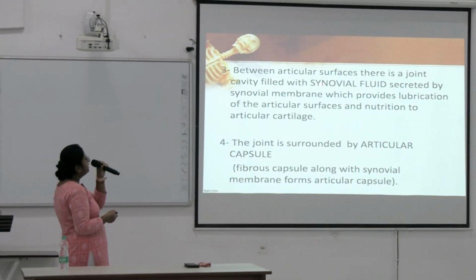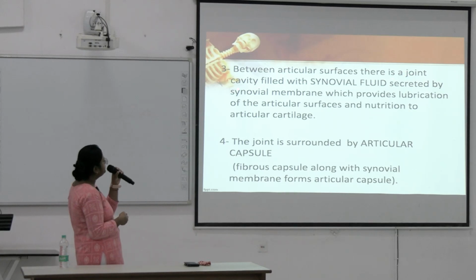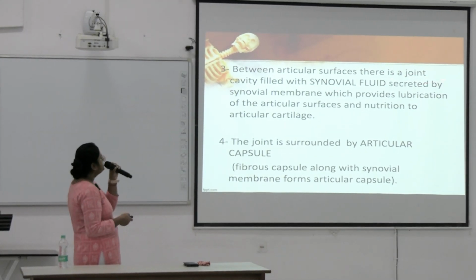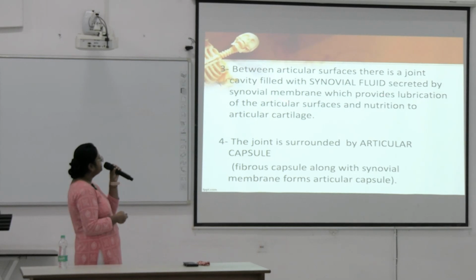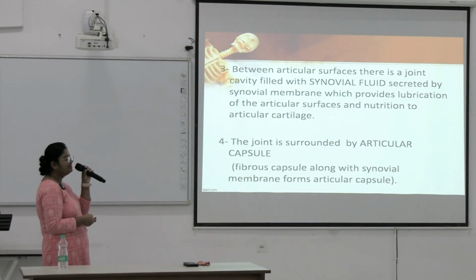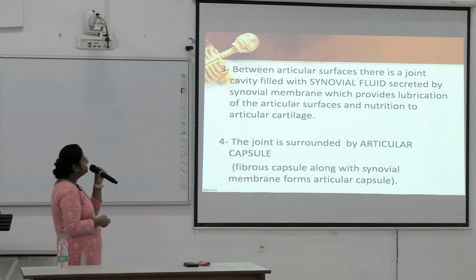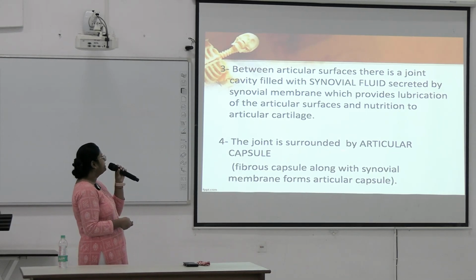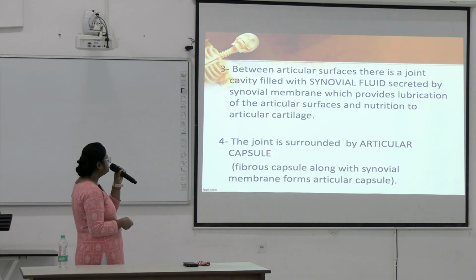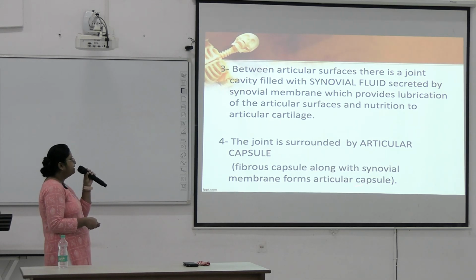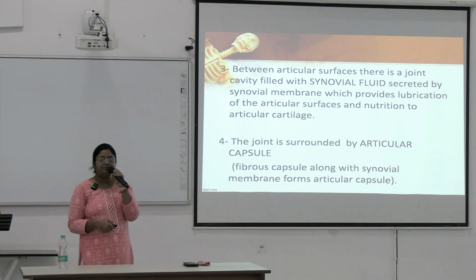So between the articular surfaces there is a joint cavity filled with synovial fluid secreted by the synovial membrane, which provides lubrication of the articular surfaces and nutrition to the articular cartilage. The joint is surrounded by the articular capsule, the fibrous capsule along with the synovial membrane. It forms the articular capsule.